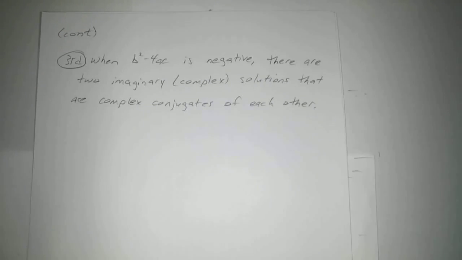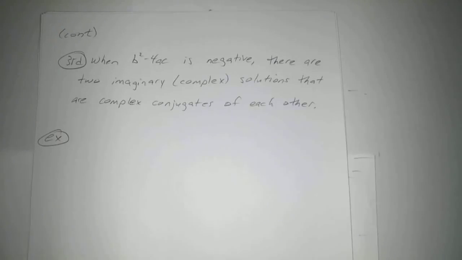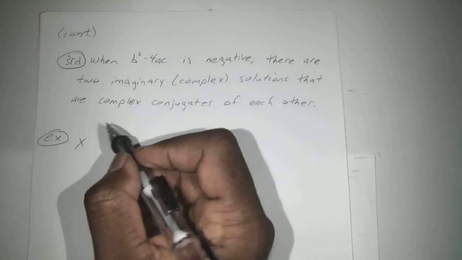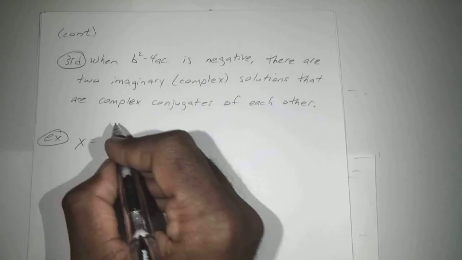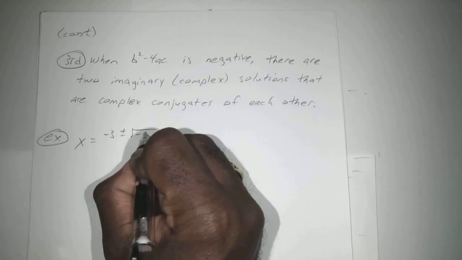And remember, complex conjugates are just the same number, but the sign in front of the imaginary part is different. Okay, so let's say, for example, you plugged everything in, and you ended up with x equals negative 3 plus or minus the square root of negative 5.